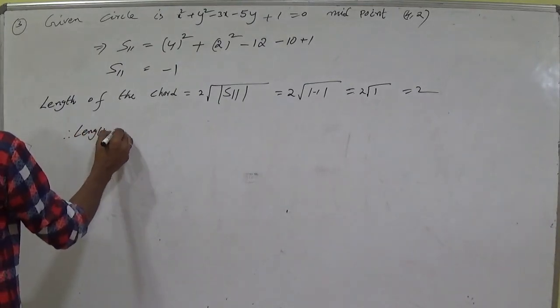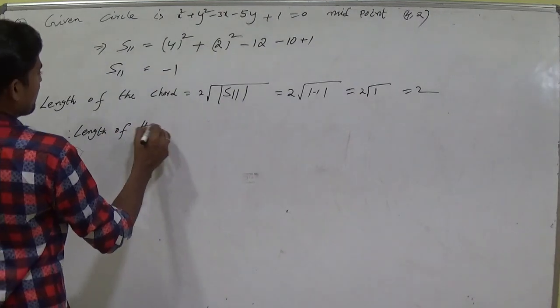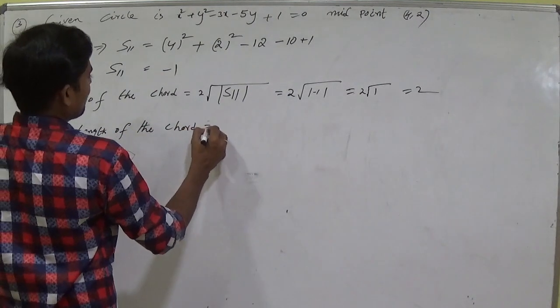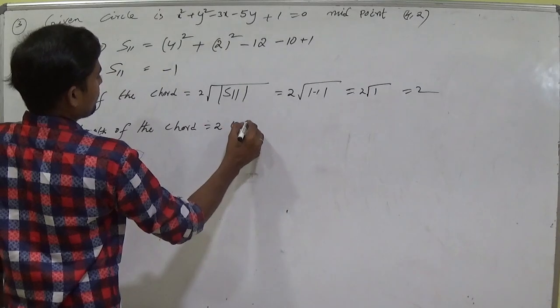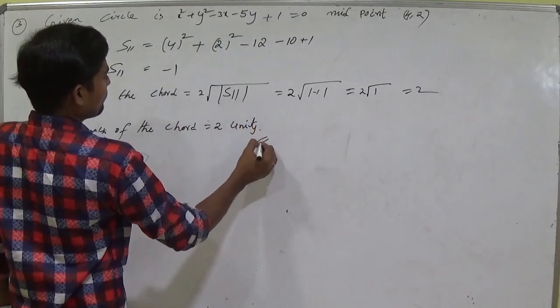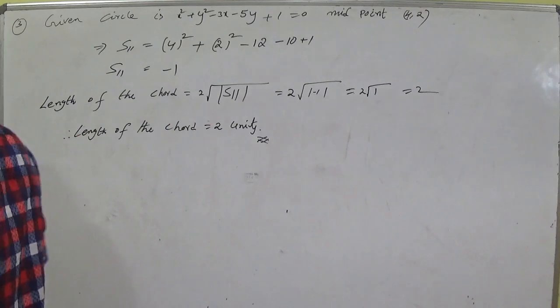Therefore, length of the chord equal to 2 units, right? So next one.